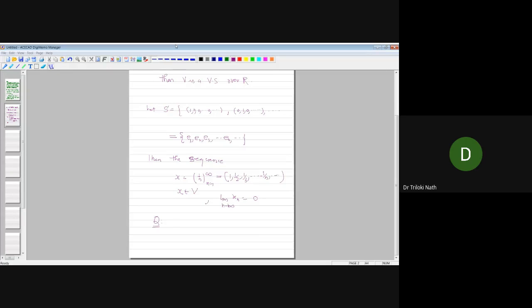What was the question? Whether x can be expressed as a linear combination of vectors from S or not. So this is the question. What do you say? Please respond. Someone, turn on your mic and speak. No problem.